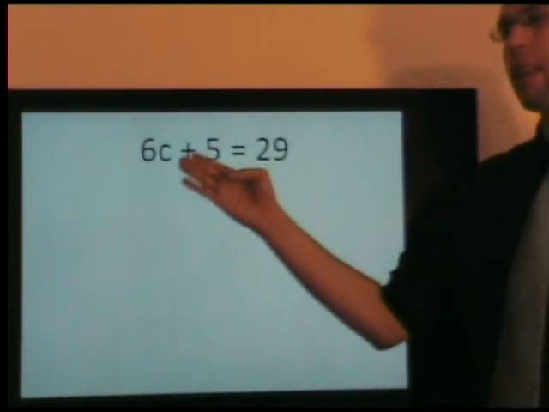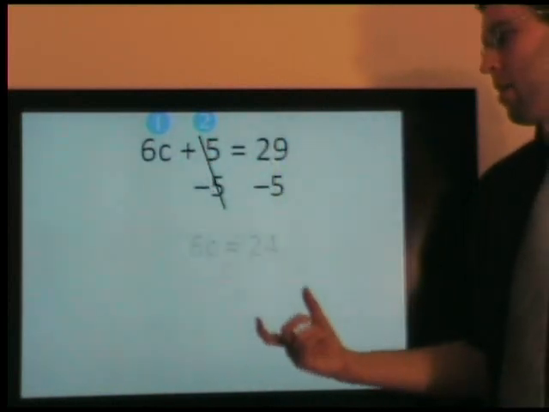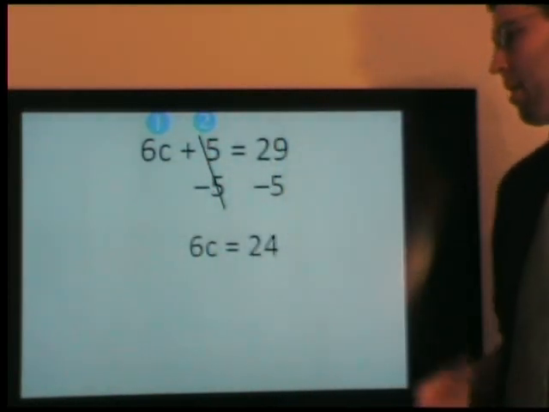Okay. What's happening last here to c? +5. Do the inverse. Bring it down. How do you undo times 6? Divide by 6.